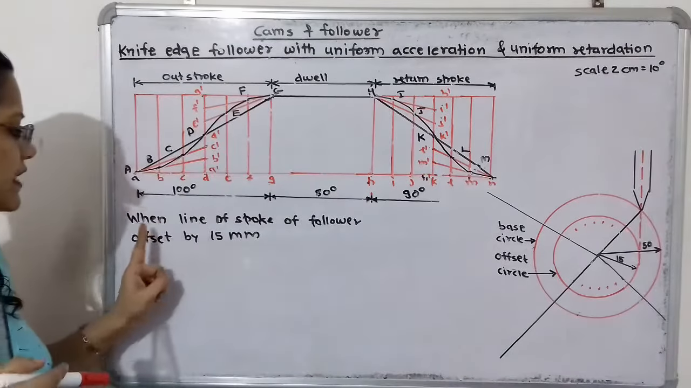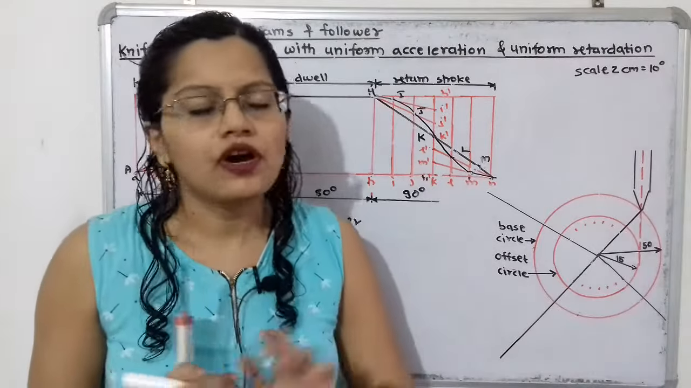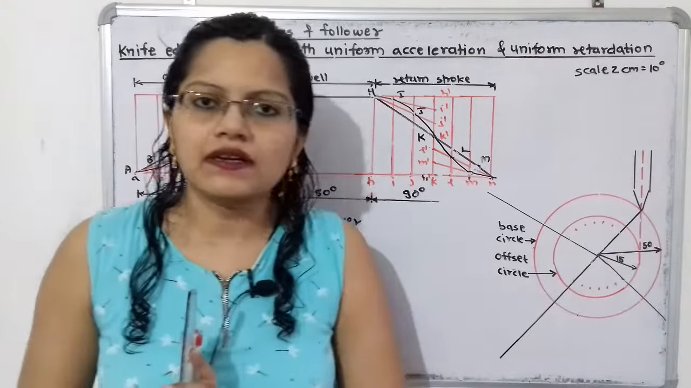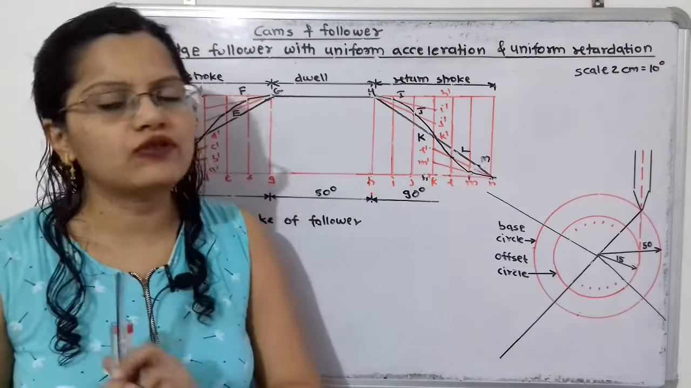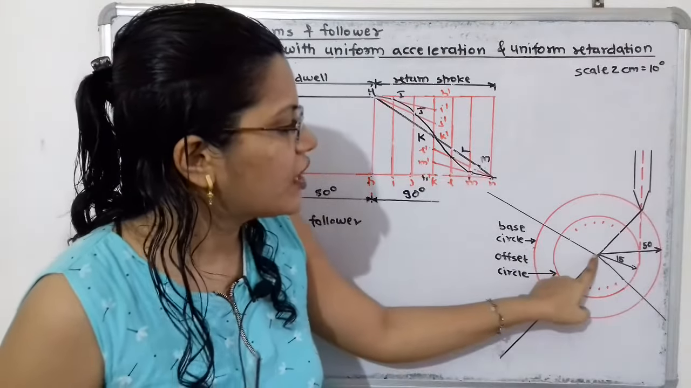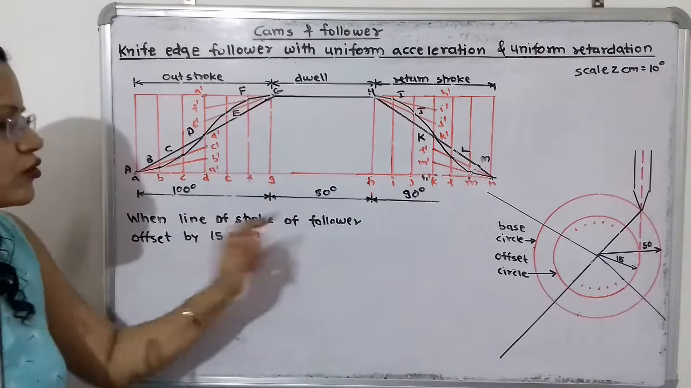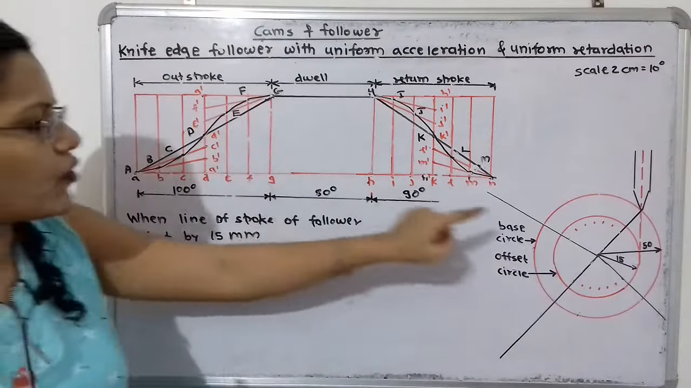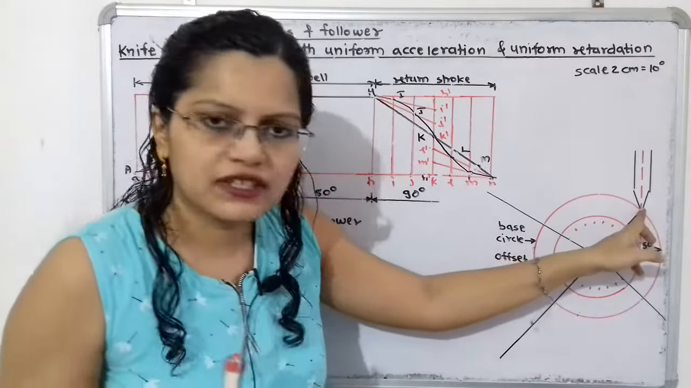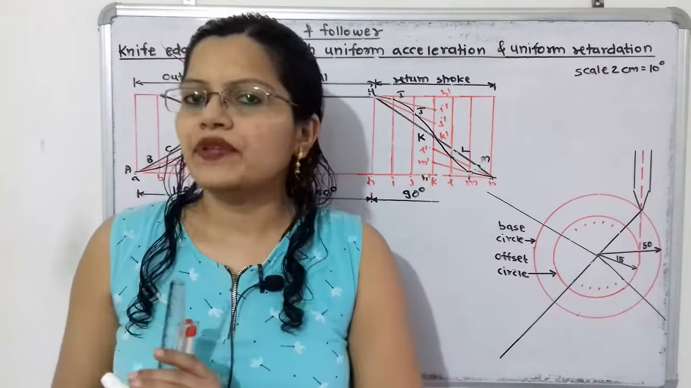So here it is given that the line of stroke of the follower is offset by 15 mm. So for that we have to first draw the base circle with 50 mm radius, and then we have to draw another circle with the same center, that is called the offset circle, with 15 mm. It is given that the line of stroke of the follower. So for this knife edge follower, this tip is the line of stroke, and the line passing through this tip is known as the line of stroke, is offset by 15 mm.